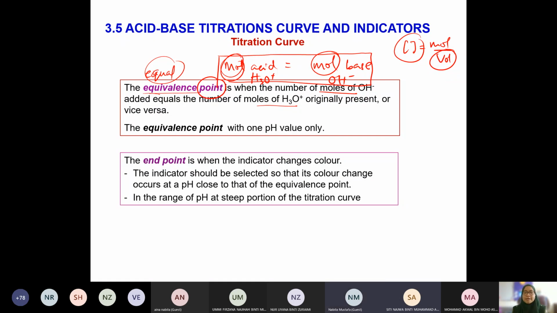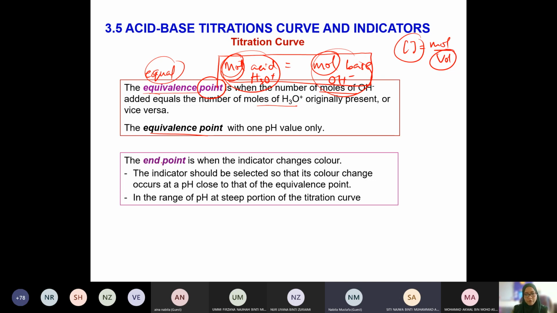At equivalent point, okay, where there's no acid, there's no base because all of them have been neutralized and we have only the salt. Therefore, the pH at equivalent point is equal to the pH of the salt. Okay, so the equivalent point, like I said, usually only has one pH value only. It is very specific. You imagine lah, mole acid can exactly the same as mole base. So the value should be one value only.